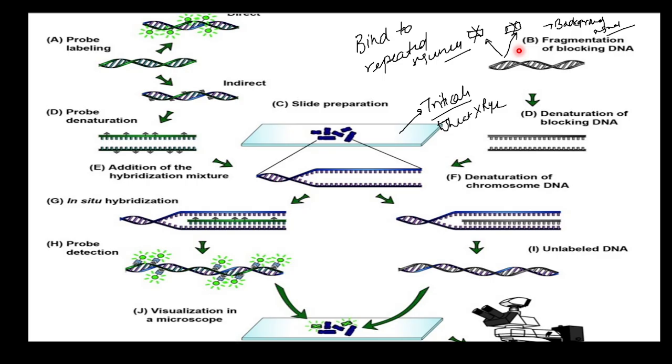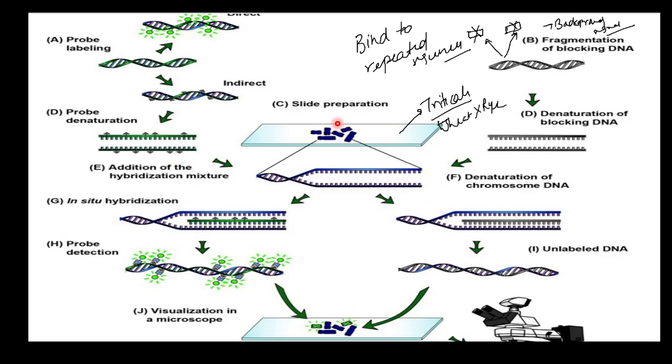If you are not adding a blocking DNA, what will happen? These repetitive sequences will bind to each other, and then you will get lots of unnecessary signal. After that, there is the in situ hybridization. This particular probe will bind to this chromosome, and the blocking DNA will bind to this particular chromosome. Because this probe is labeled, you will get the fluorescence signal.